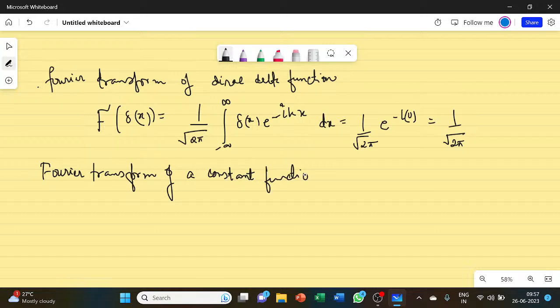What would be the Fourier transform of a constant function? Let us write f of x is some c, not k, I'll select some other letter because k would get you confused. Now if I want to write the Fourier transform, it is the integral from minus infinity to plus infinity of c times e to the power minus iota kx dx. This is how you write the Fourier transform.